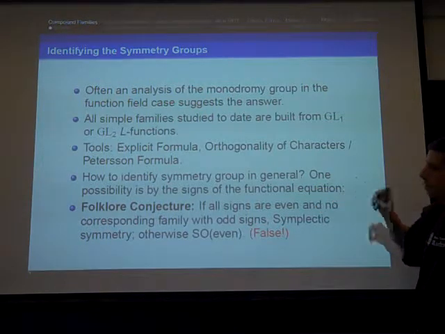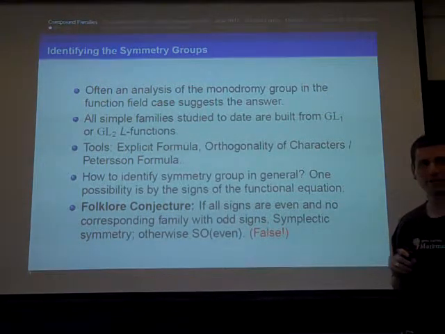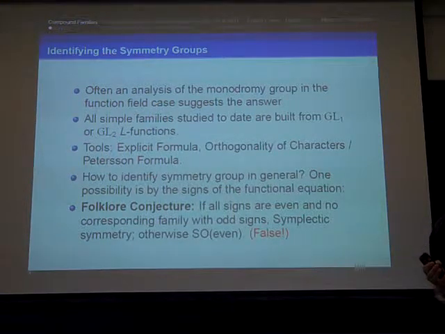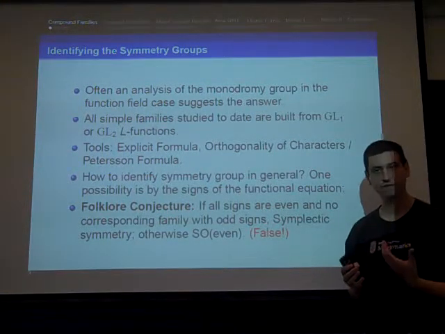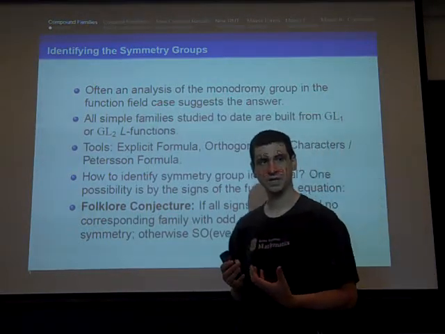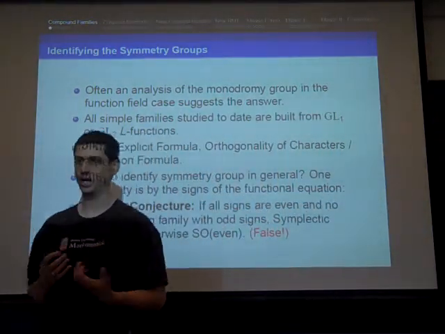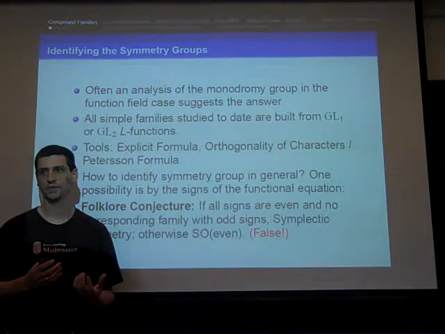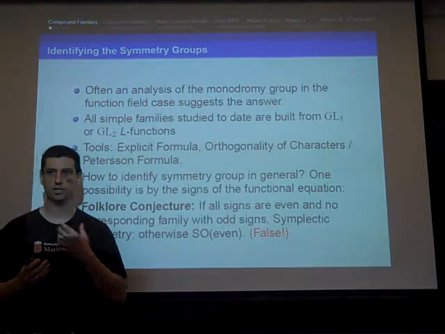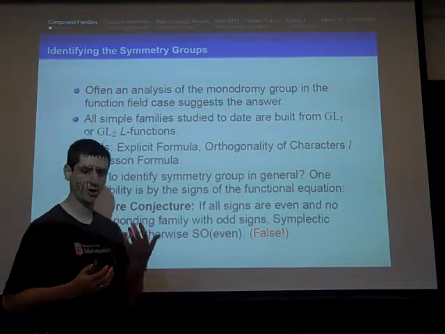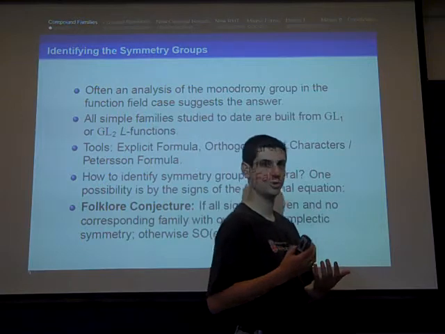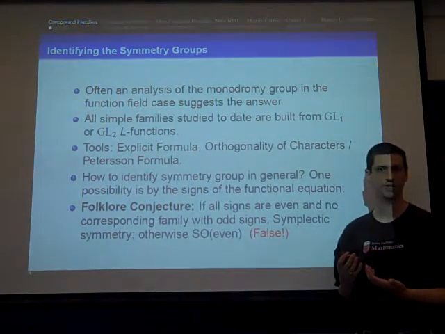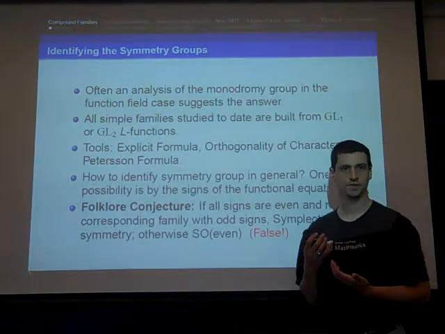And so, one folklore conjecture in the subject was that the theory of low-lying zeros is essentially a theory of the distribution of signs of the functional equation. If you have a family where all the signs are even, then it has to either be symplectic or SO(even). If all the signs are odd, it has to be SO(odd). And the belief was, if you have a family of all even signs, and there's a corresponding family with odd signs that you're forgetting about, then your family is SO(even). If there's no corresponding family, then you are symplectic.